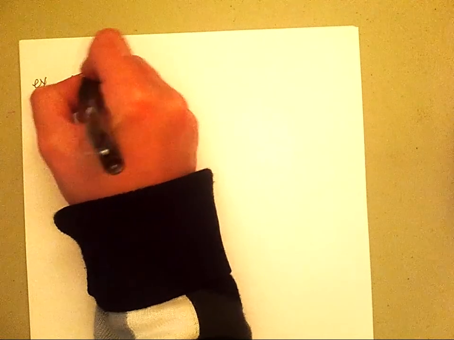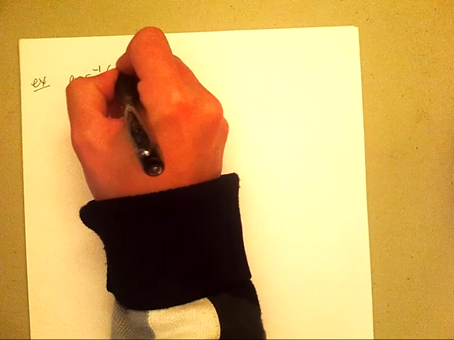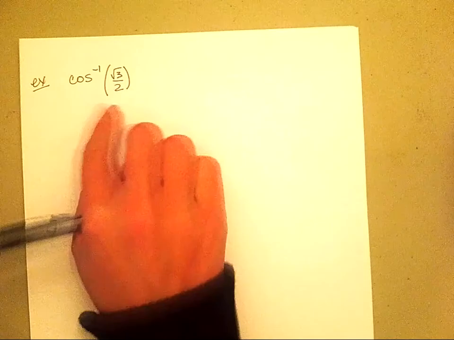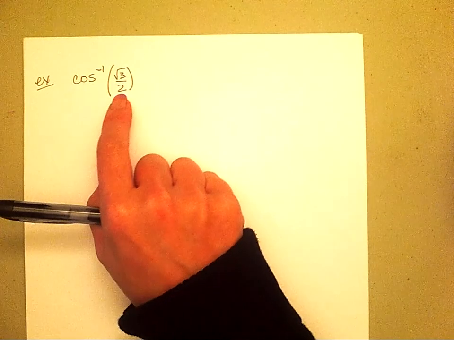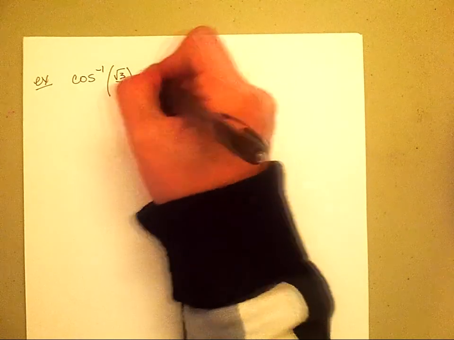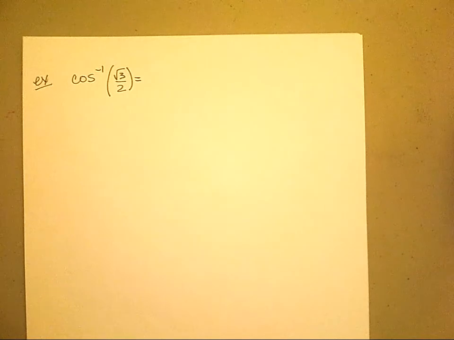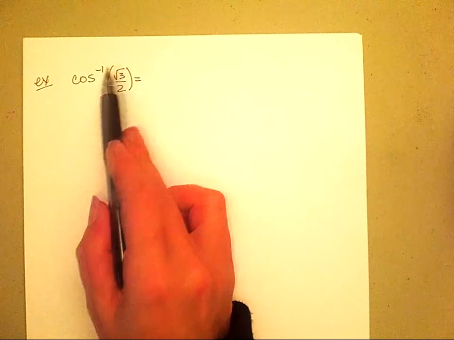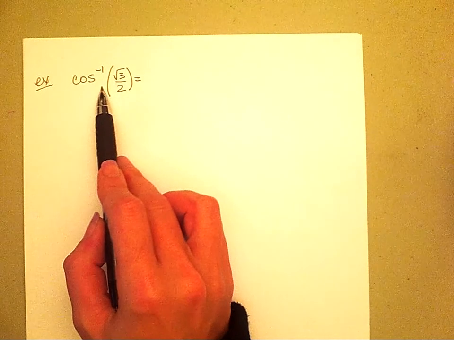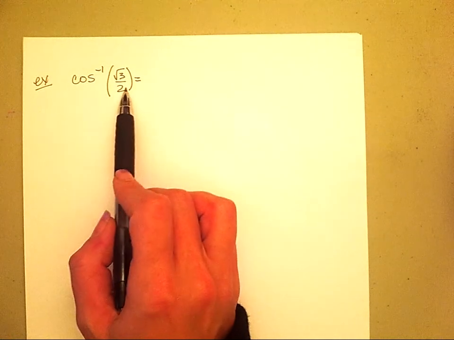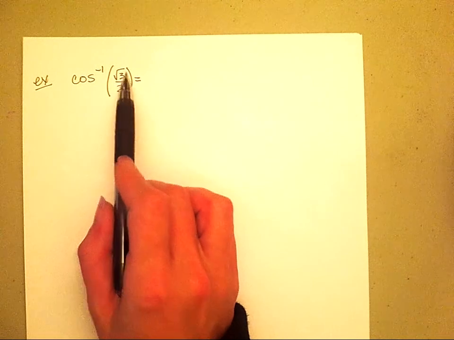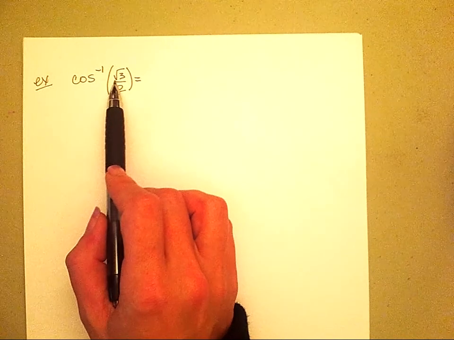Example. Let's find the inverse cosine of square root of 3 over 2. This is not an angle, this is a ratio, and what will come out is an angle. When you read the inverse cosine of anything, you're really talking about an angle. So tell me the angle whose cosine is square root of 3 over 2.